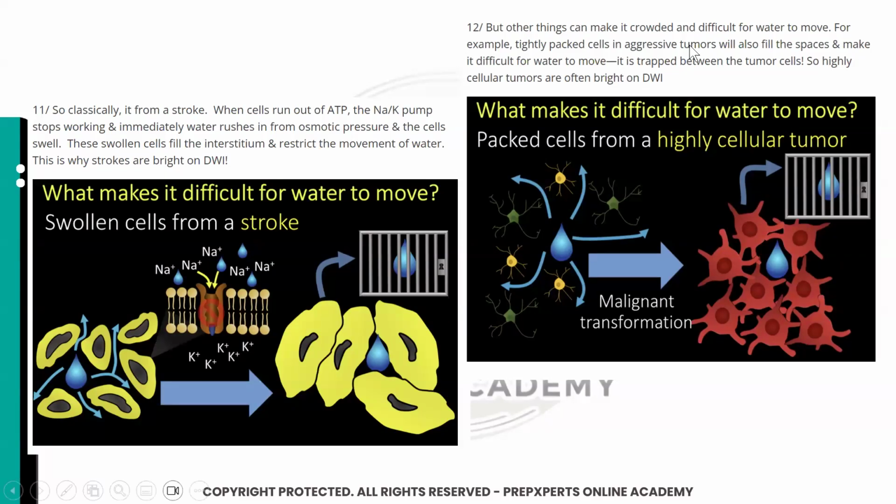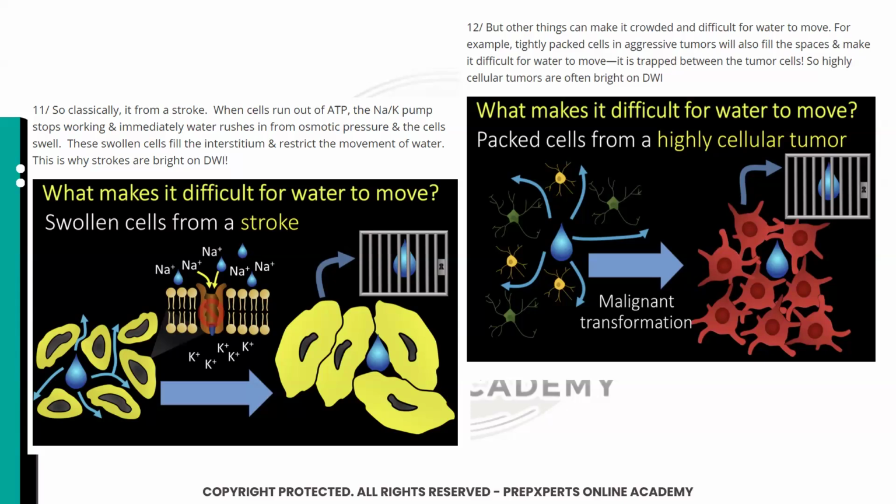But there are other things that make it crowded and difficult for water to move as well. For example, tightly packed cells in an aggressive tumor will also fill the spaces and make it difficult for water to move. It is trapped between the tumor cells. So highly cellular tumors are also bright on DWI. High-grade gliomas, medulloblastomas, these are also bright on DWI.